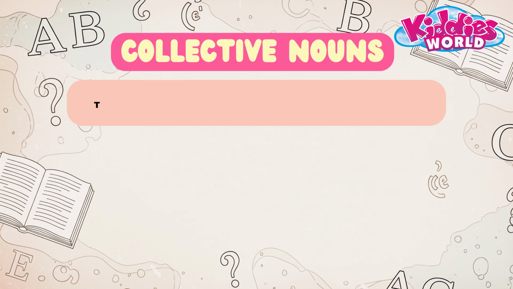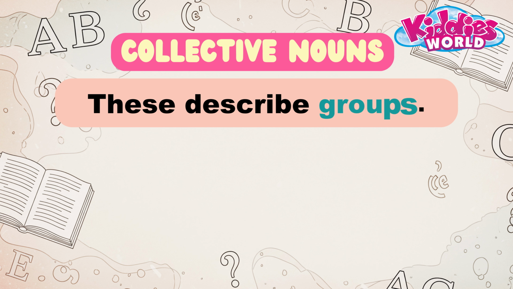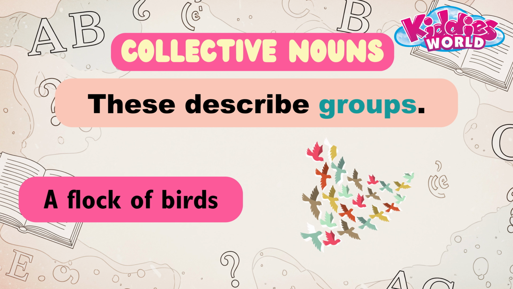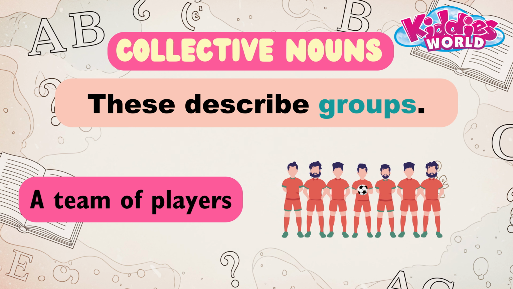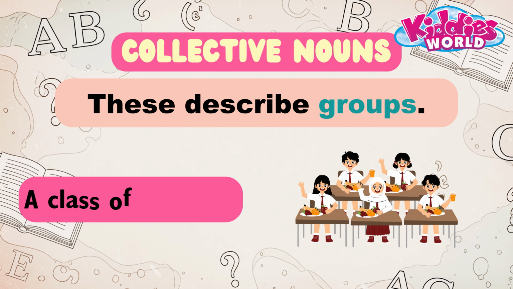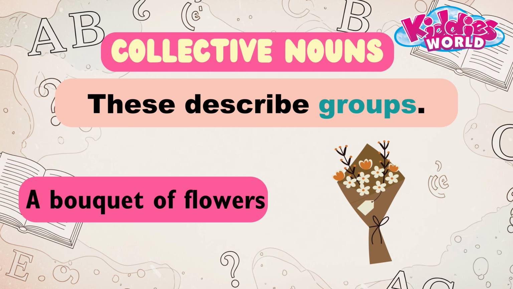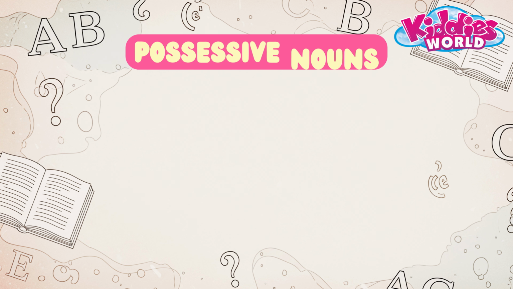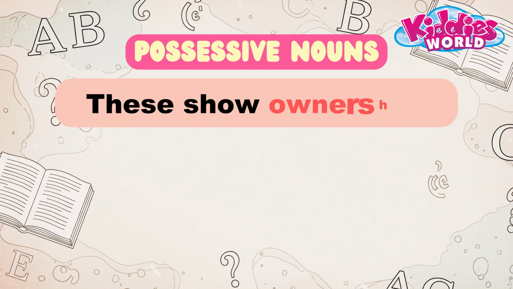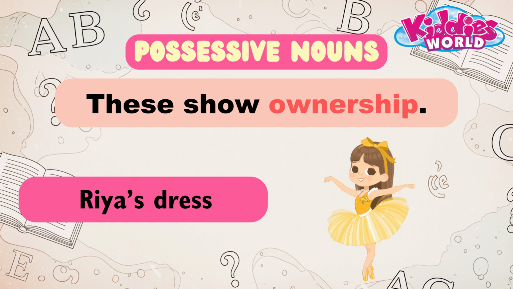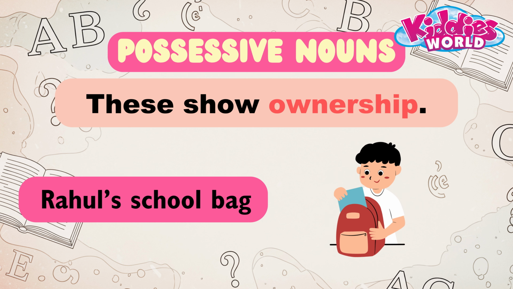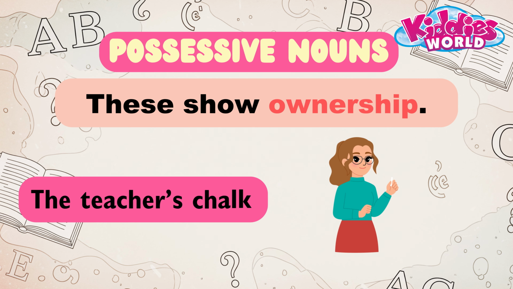Collective nouns. These describe groups. Examples: a flock of birds, a team of players, a bunch of grapes, a class of students, a bouquet of flowers. Possessive nouns. These show ownership. Examples: Ria's dress, Rahul's school bag, the dog's tail, the teacher's chalk.